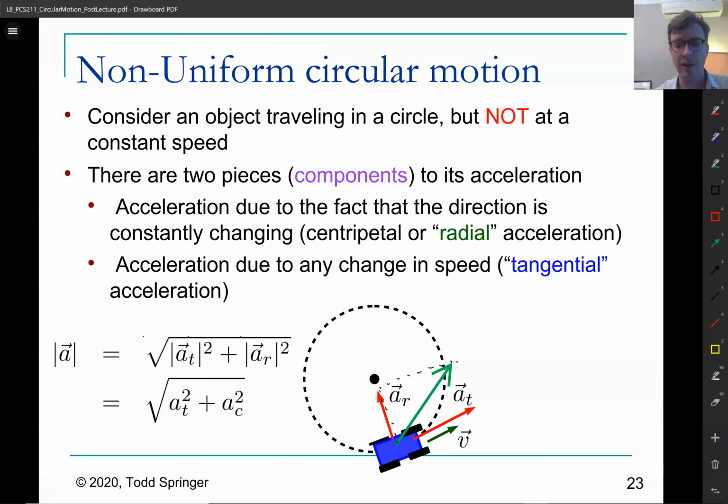And so the magnitude of the hypotenuse, which is the green arrow, is the square root of a_r squared plus a_t squared, radial squared plus tangential squared. Or radial and centripetal, I like to use those interchangeably. So the tangential acceleration squared plus the centripetal acceleration squared. That's the total acceleration.